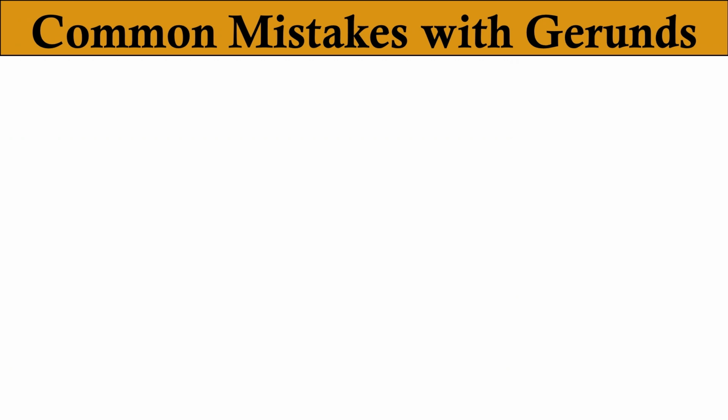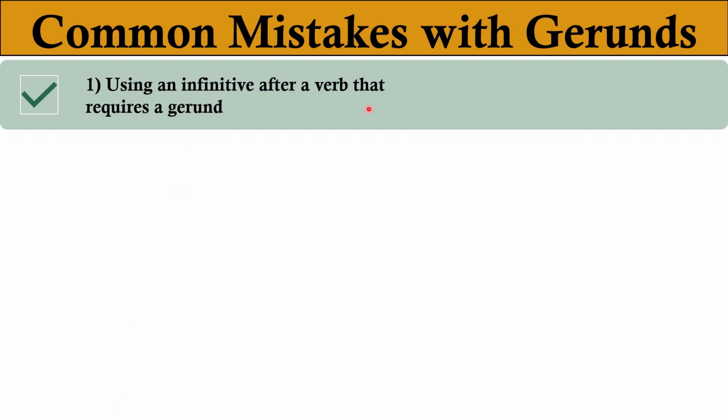Now that we have seen all the rules, let's tackle some of the most common mistakes learners make with gerunds. Being aware of these will help you avoid them. The first mistake is using an infinitive after a verb that requires a gerund. For example, she enjoys to travel is incorrect. We must say she enjoys traveling. Verbs like enjoy, avoid, finish, and mind must be followed by a gerund.